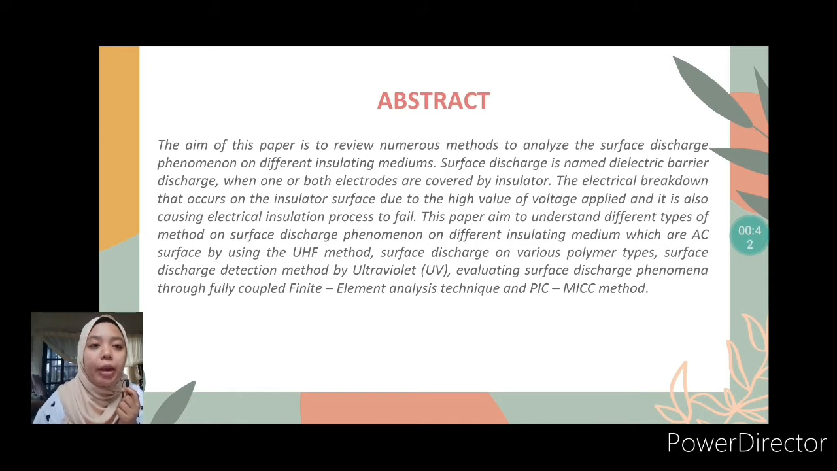This paper aims to understand different types of method on surface discharge phenomenon on different insulating medium, which are AC surface by using the UHF method, surface discharge on various polymer types, surface through fully coupled finite element analysis technique, and PIC-MCC method.